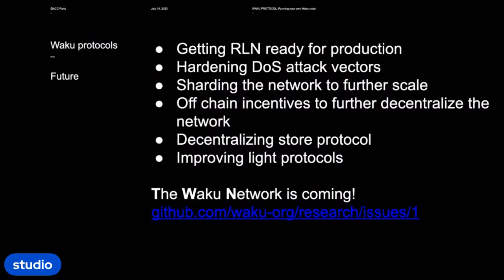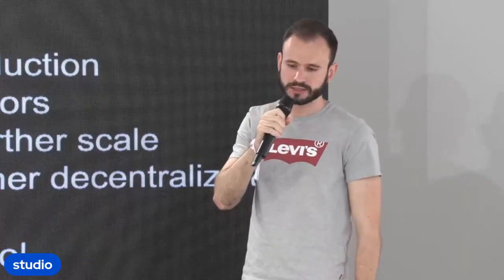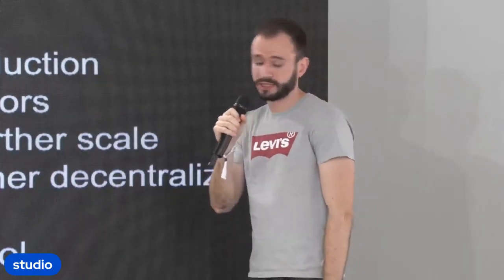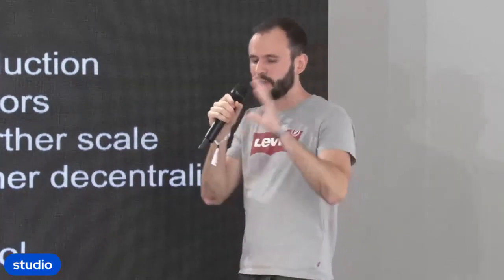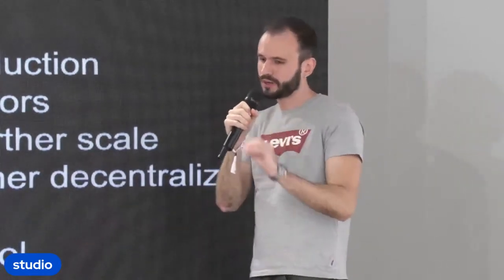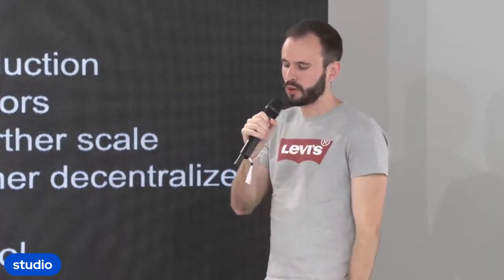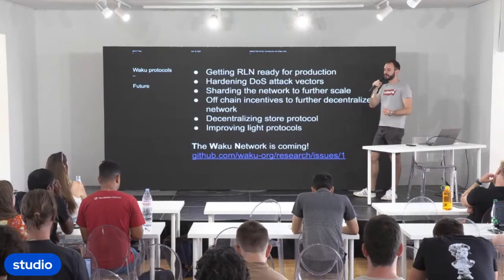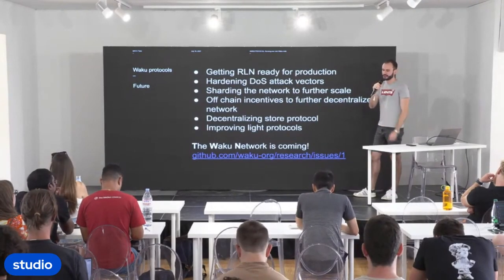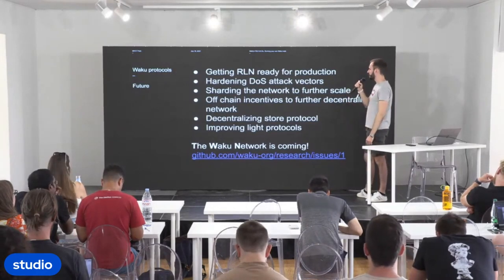We are also sharding the network. If you know about Ethereum or many other blockchains or even databases, right? This is nothing new. Sharding the network means splitting the whole network into smaller sub-networks, right? So that it allows you to scale. This is very important because Waku will never scale with a single shard because the traffic would be too high and no single person or entity would be able to run a node because the traffic would be too much. So we are working in sharding a lot.